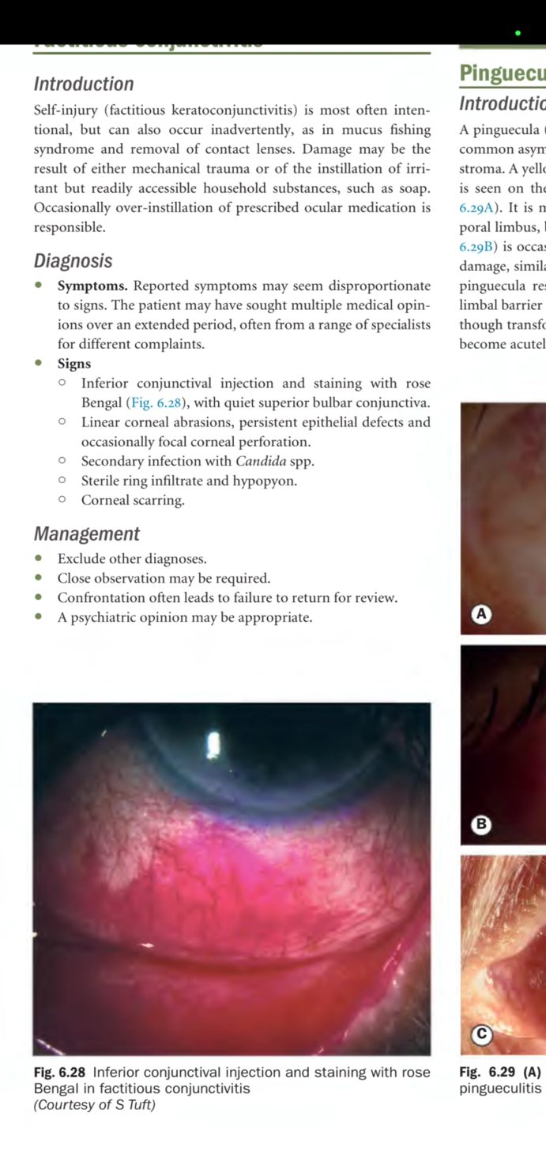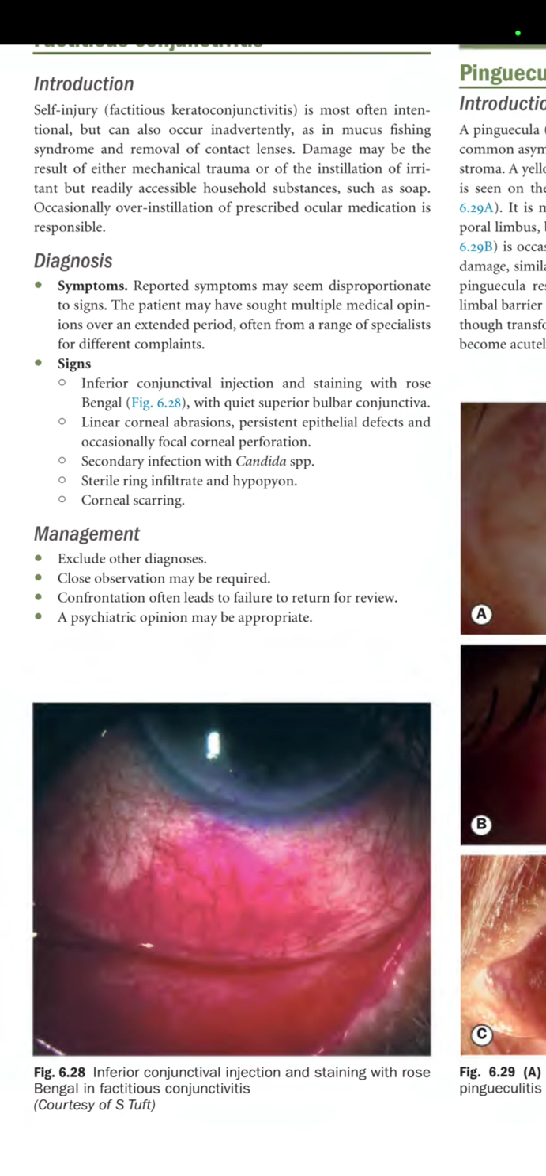Signs are inferior conjunctival injection and staining with rose bengal. So the rose bengal staining, and most likely the inferior side of the conjunctiva is involved, because you more likely cause damage to the inferior conjunctiva, with sparing of the superior bulbar conjunctiva, linear corneal abrasion, persistent epithelial defect, and occasionally focal corneal perforation. Secondary infection with Candida species, sterile ring infiltrate with hypopyon, and corneal scarring. So these are all the complications that can occur with the trauma that you induce to the eye. So you can get secondary bacterial infection and corneal scarring as well.